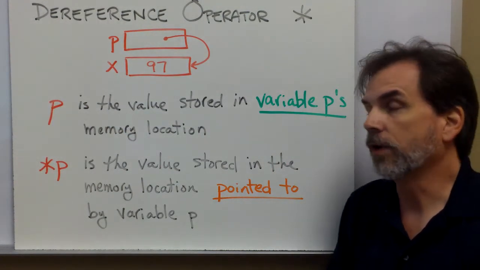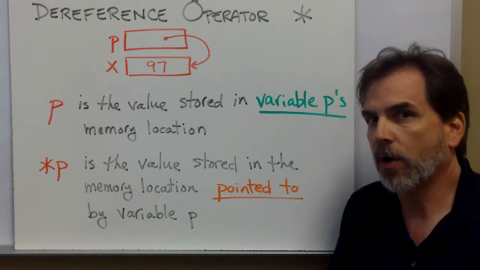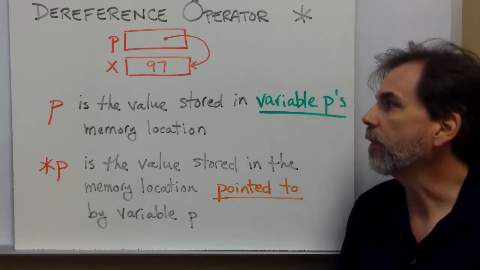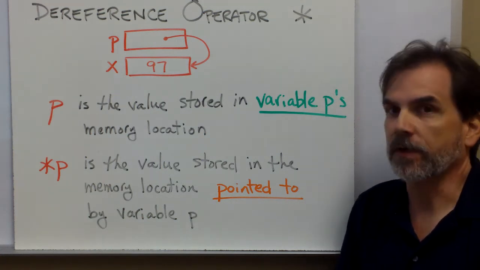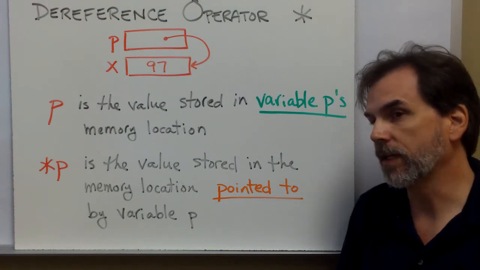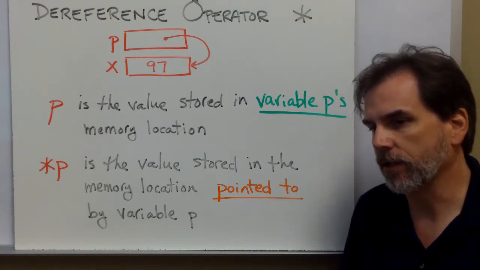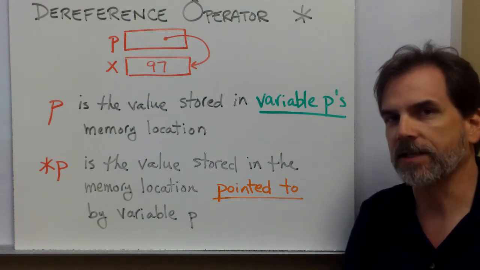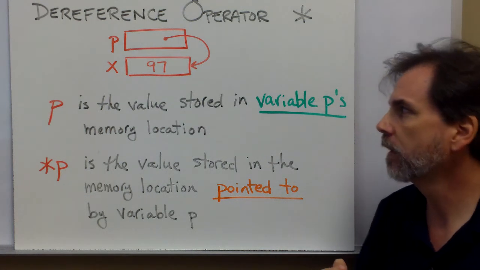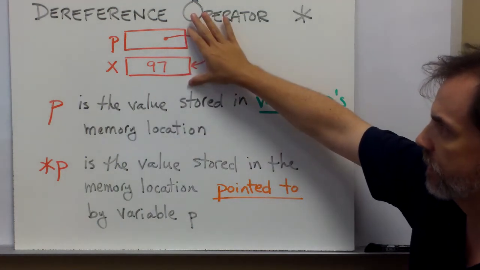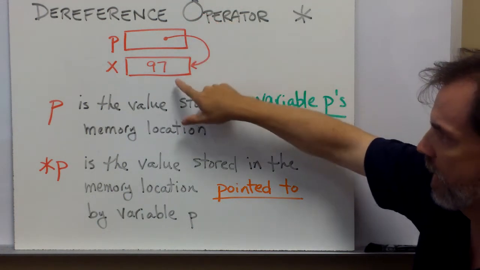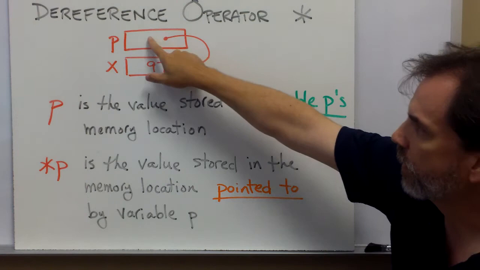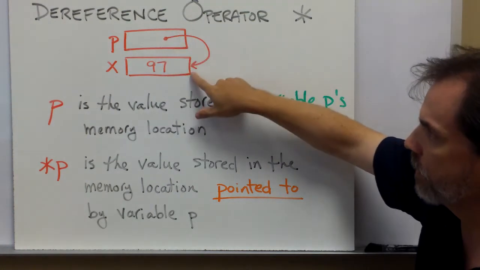And we're going to use star for another reason as well. If it's not part of a declaration, then we use it as the dereference operator. So we use the dereference operator to take a pointer and follow that pointer and access the value that it points to. So this is the example we had from before.